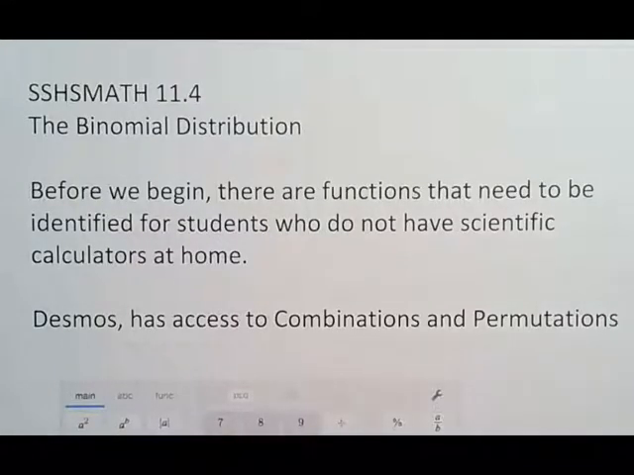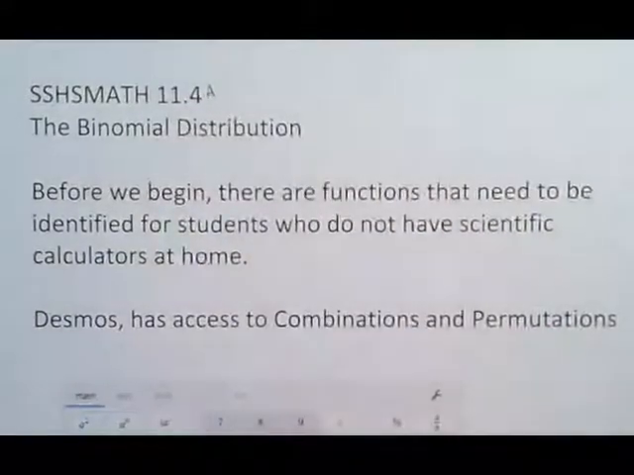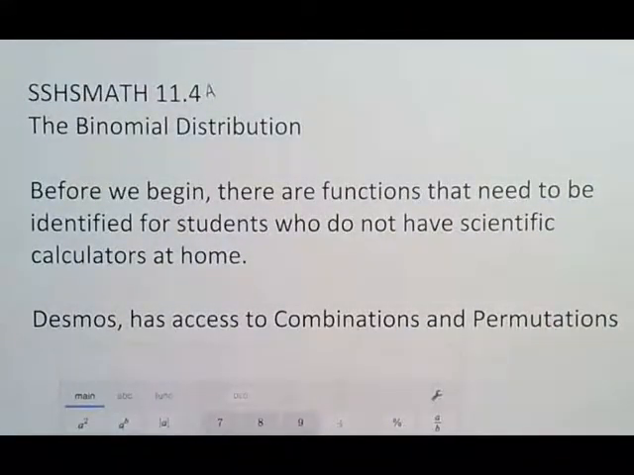Alright, 11.4a is what I should have had here. It is about binomial distribution. First off, binomial distribution, BI meaning two options, means it is a distribution in which there's only two things that can happen: succeed or fail.